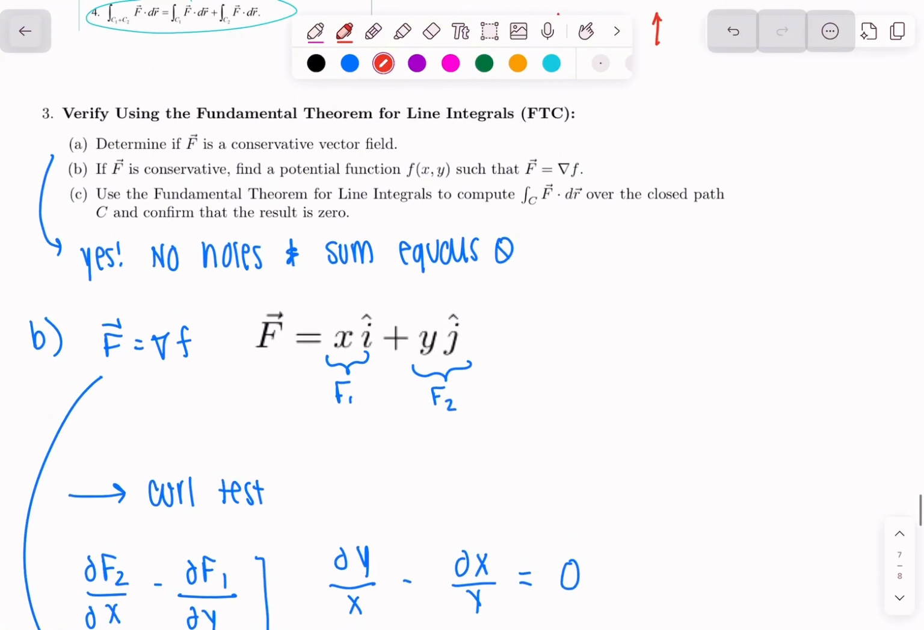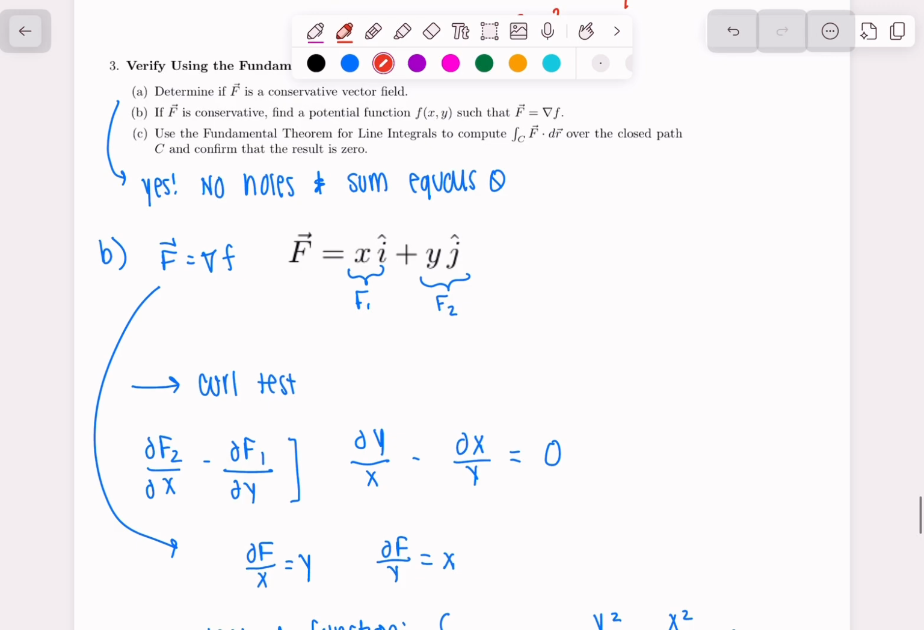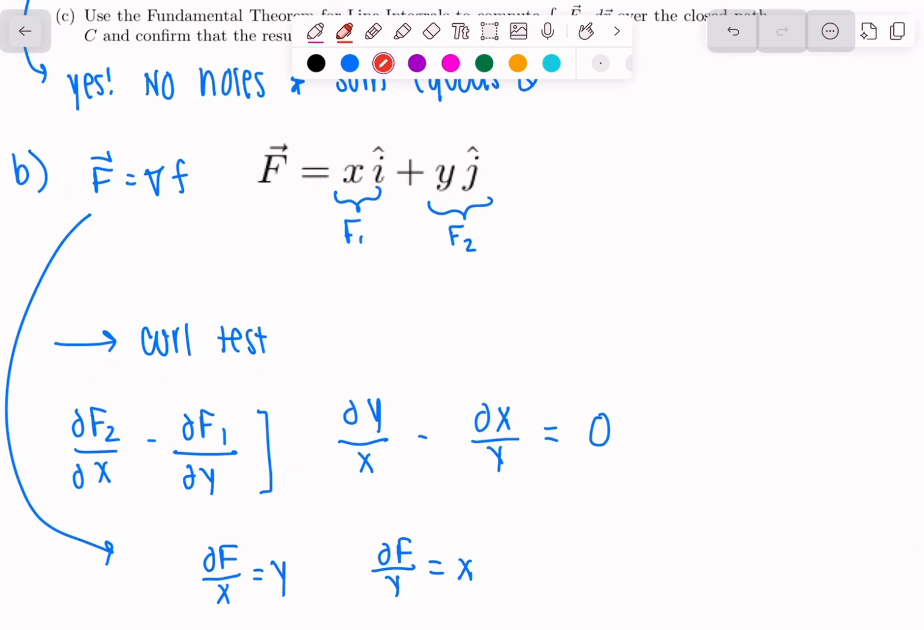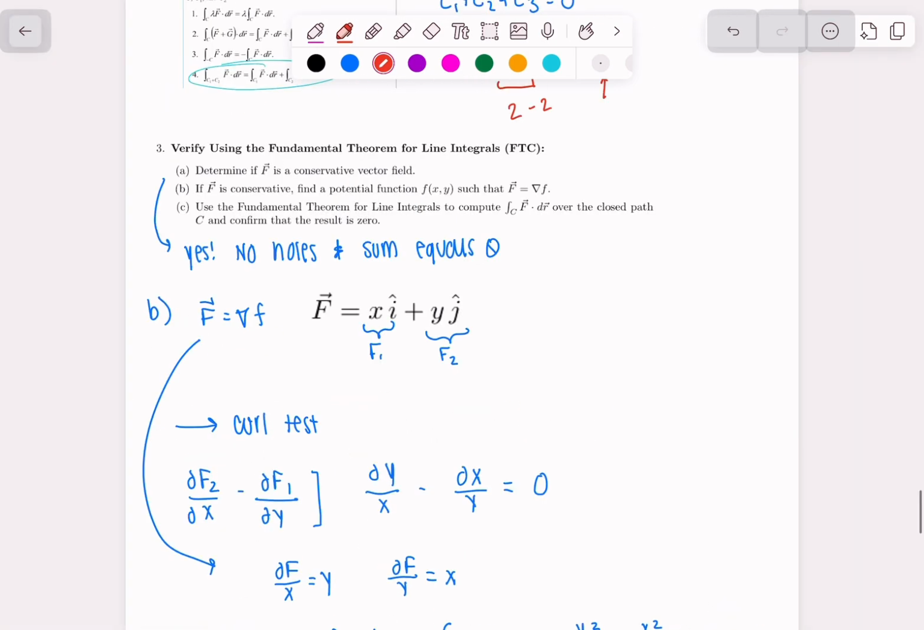So once again, we're going to be using the fundamental theorem of line integrals, or the fundamental theorem of calculus, to show that F is a conservative vector field. We have no holes, again relating back to the curl test, and I'll show you right here that the curl test equals 0, so we know that it's path independent. We took the partial derivative of F2 with respect to x and the partial derivative of F1 with respect to y. They're both equal to 0 because the derivative of y with respect to x is 0, and the derivative of x with respect to y is also 0.